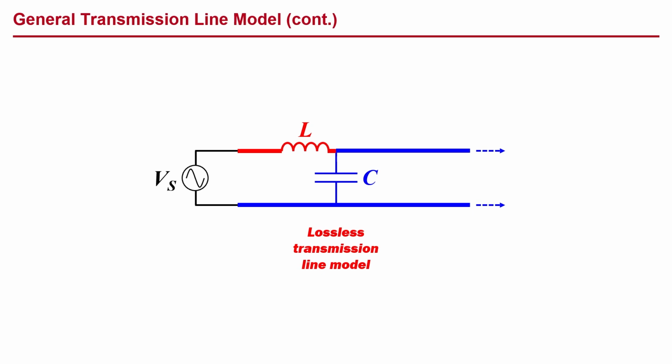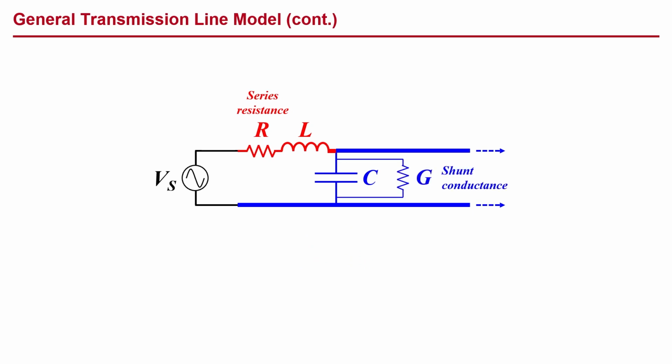This lossless model is the ideal, and it is an excellent and useful model in many cases, but in the more complete model, the conductors will have some non-zero resistance in series with the inductance, and the dielectric will have some non-zero conductance in shunt with the capacitance. Because the resistance and conductance terms represent loss in the line, this is called our lossy transmission line model. This is a general-purpose model that is completely independent of geometry.